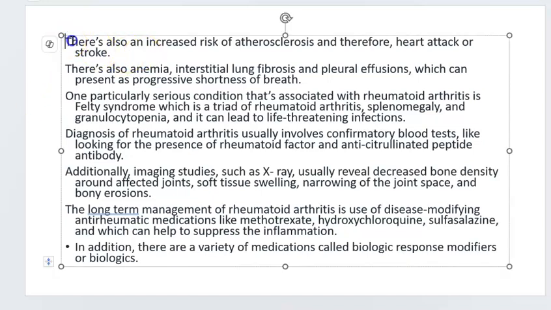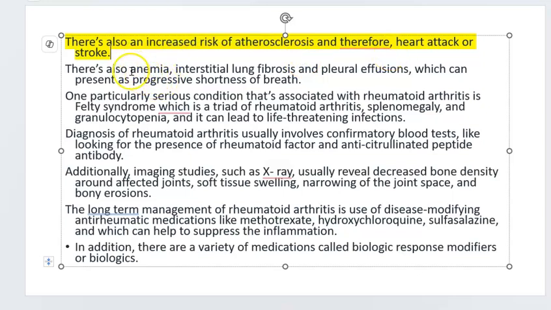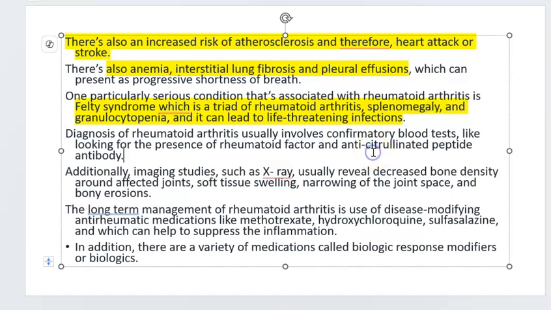Also, the real worry is that the systemic problems include our increased risk for heart attack and stroke. We can have anemia, interstitial lung fibrosis, and the pleural effusions, which we've talked about. You can get Felty syndrome, which is a triad of rheumatoid arthritis, splenomegaly, and granulocytopenia, which can be deadly. Typically, we need to have confirmatory blood tests because we're going to be able to see the anti-CCP and the rheumatoid factor. And then also, if you're checking x-rays, we should start to see some changes.